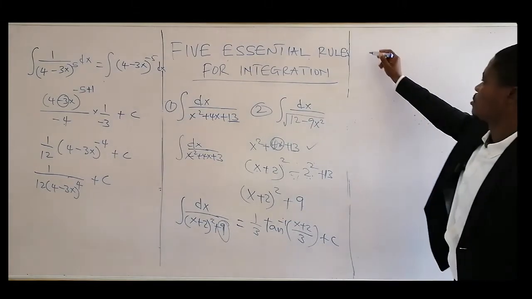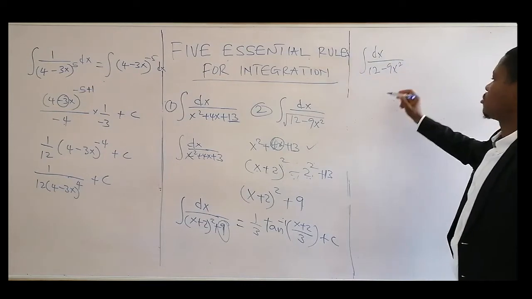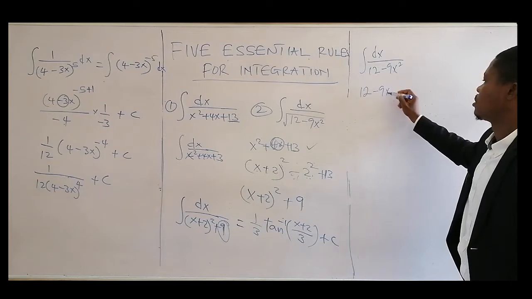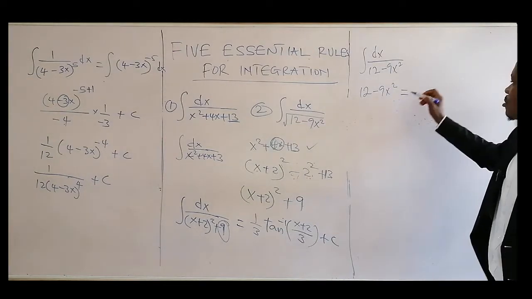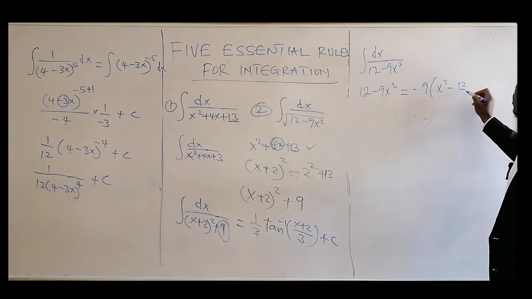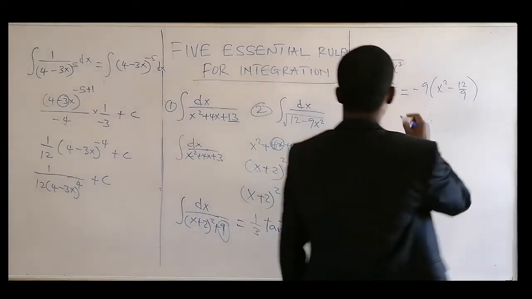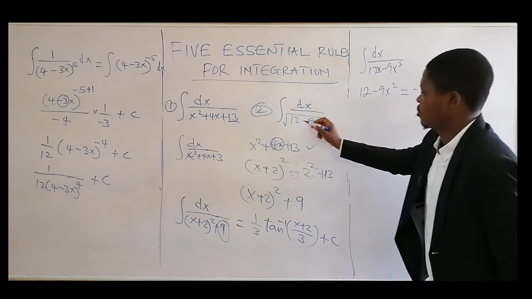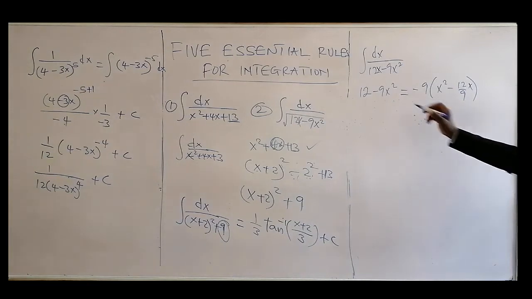Number 2, the integral of dx over the square root of 12x minus 9x squared. This is also quadratic, so I need to also turn it into a sum of squares. But let's see how we can do that. Can we take this minus 9 outside? Take that minus 9 outside, so we have x squared minus 12x over 9. If you take the x out, this will be equal to minus 9 into bracket x squared.